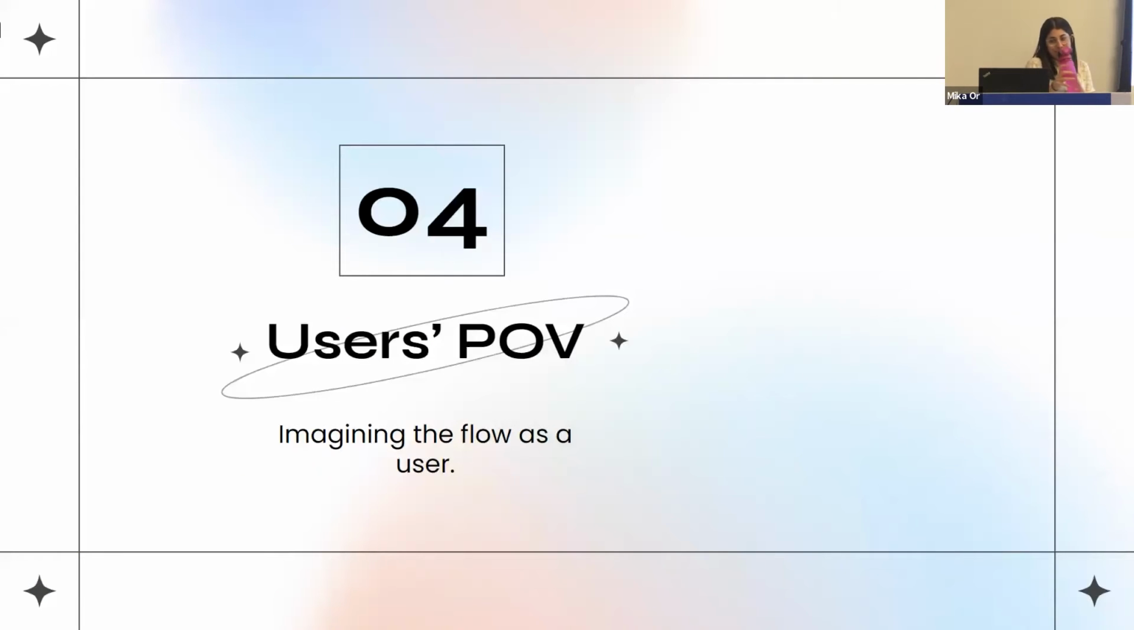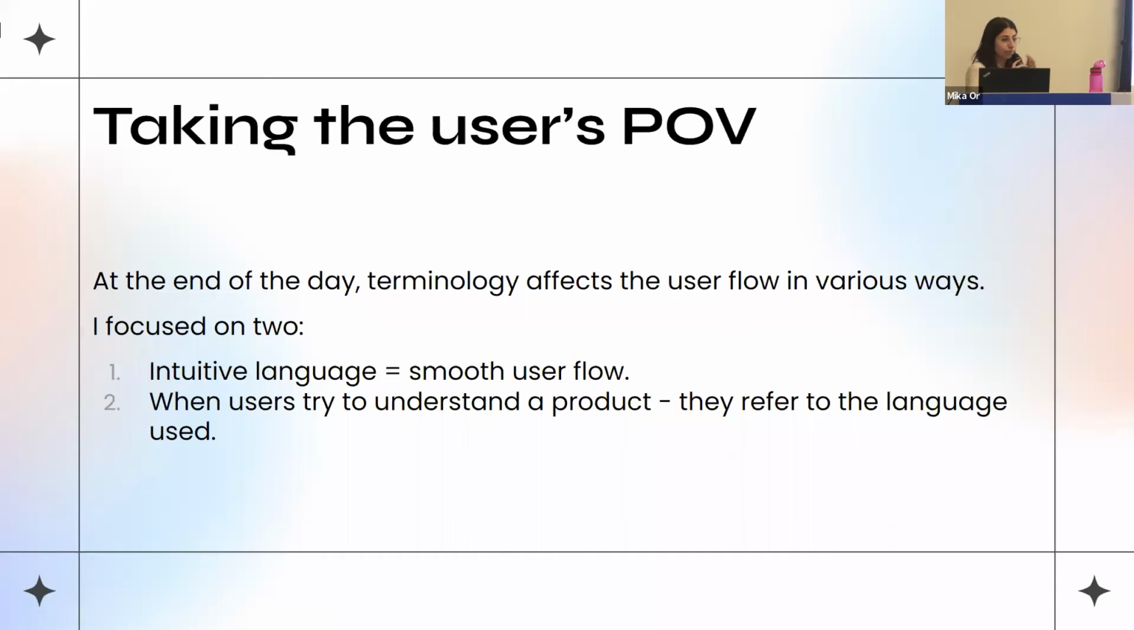This is when I decided to imagine the user flow. At the end of the day, terminology affects our users in various ways. I decided to focus on two ways. We want our user flow to be smooth, and for that, we need intuitive language. But that's not always the case. Sometimes users need to refer to the language to understand the product.